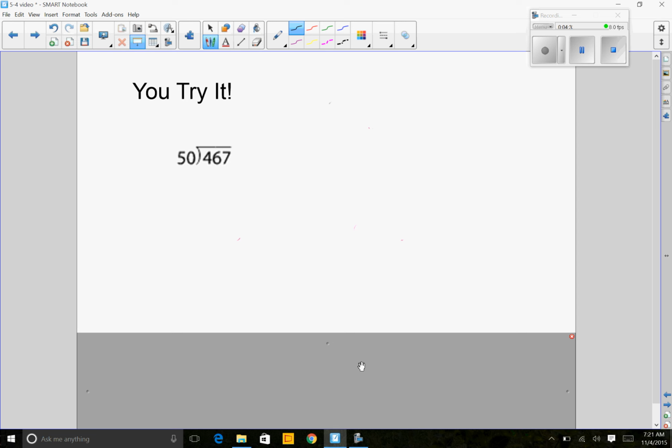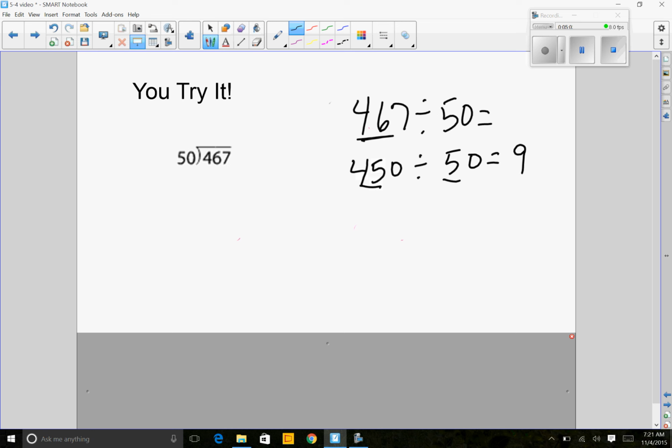Okay. So we're going to start, and we're going to do our estimate. 467 divided by 50. Okay, so I'm going to leave my 50 as a 50. And I'm going to think to myself, what can I round that 46 to that makes it compatible with 5? 45 does, right? Because numbers that end in 5 or 0 are divisible by 5. So my basic fact is 45 divided by 5 equals 9. 10 minus 10 is no zeros. So now I know my answer is 9.